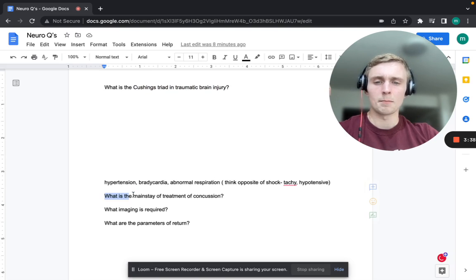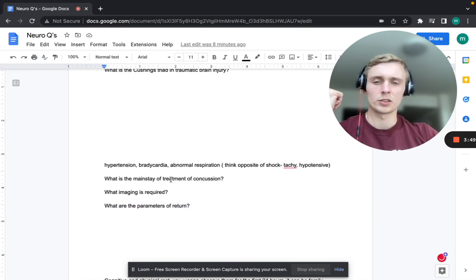Next question is, what is the mainstay of treatment for a concussion? What imaging is required in a concussion? And what are the parameters for return after a concussion? So what's the treatment, what imaging, and what are the parameters for return?